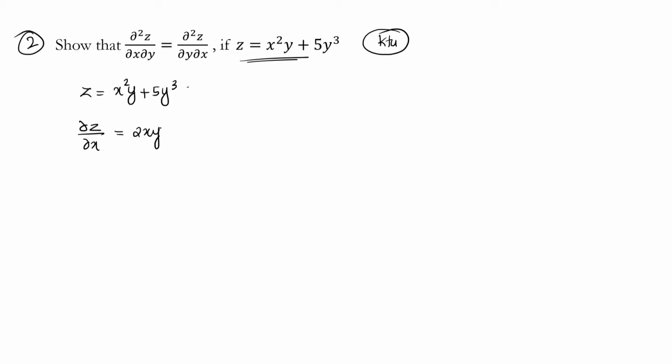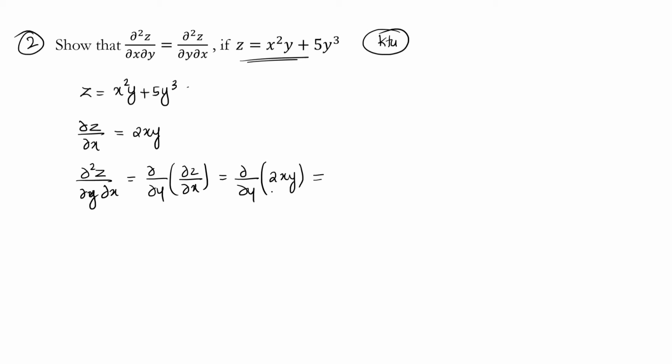Okay, derivative of 5y cube with respect to x is 0. And we will differentiate it again with respect to y. That is dou square z by dou y dou x, which is dou by dou y of dou z by dou x. Dou z by dou x is 2xy, and its derivative with respect to y is 2x. Okay. Now this is dou square z by dou y dou x.